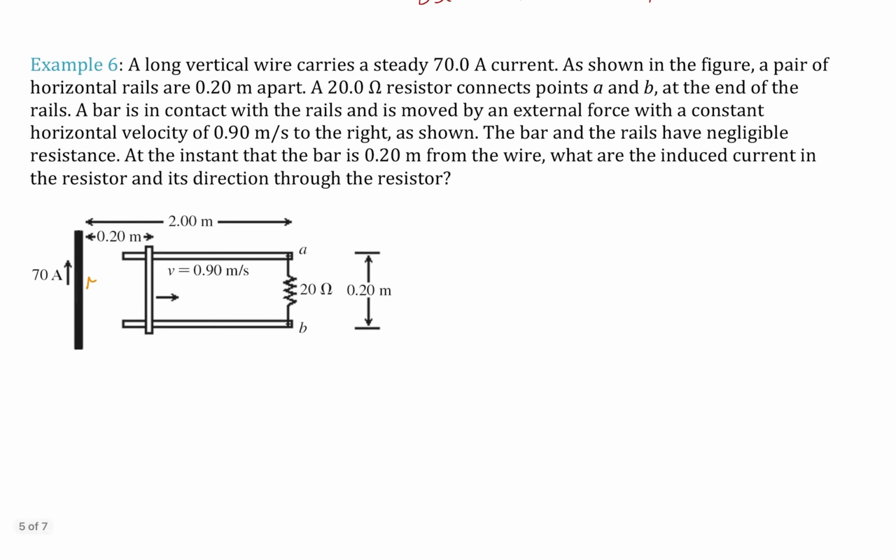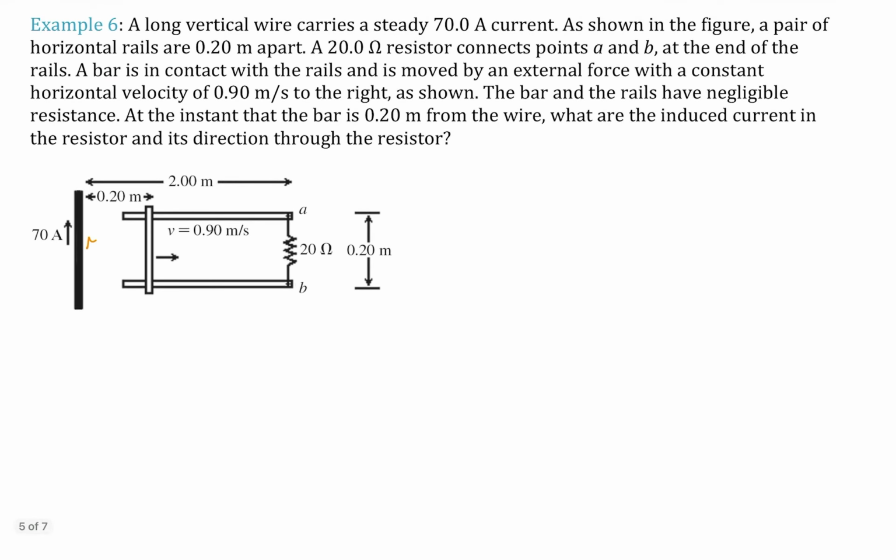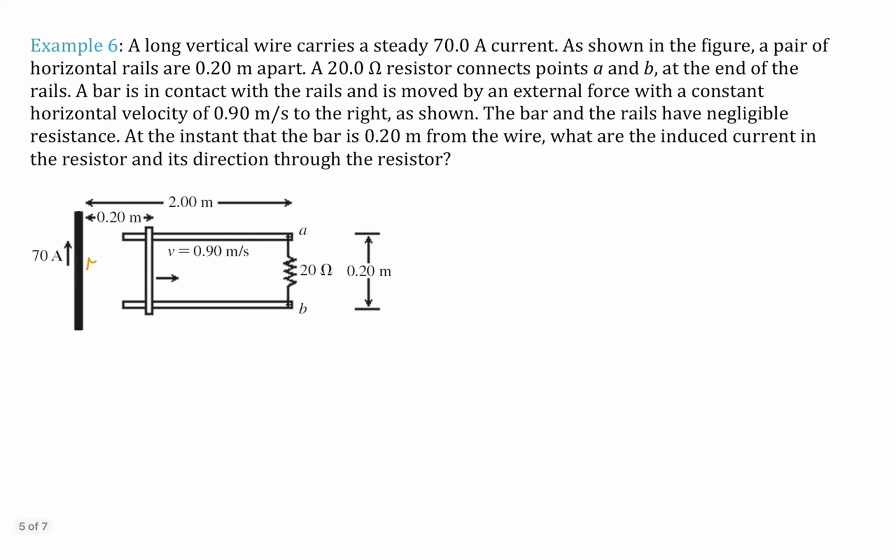Okay, example 6. Now we have motional EMF where we're going to talk about a current, because rather than just building up a voltage across a rod, now we have a rod that's connected into a complete circuit. Thus, a current can flow through due to the EMF that's induced in the rod. So, a long vertical wire carries a steady 70 amp current.